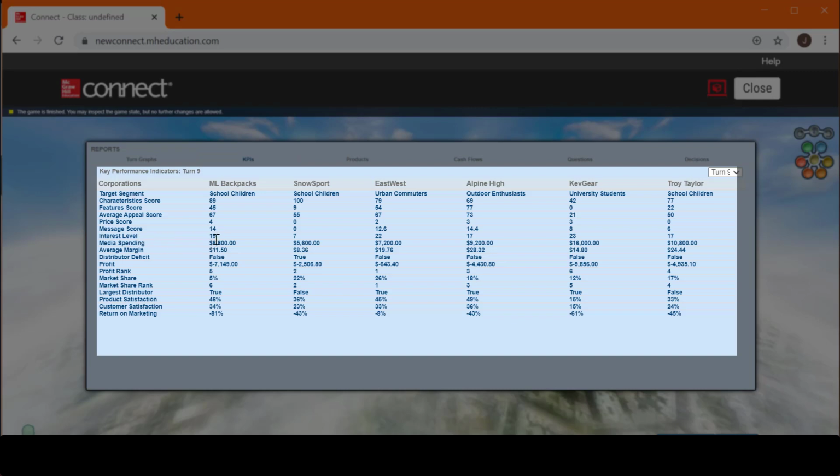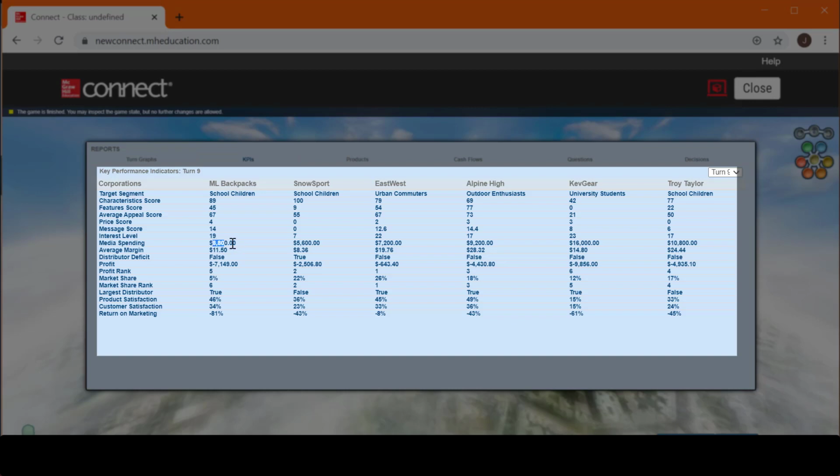And here's where interest level comes into play. I got a 19. Now the highest you can get on this is 100. So I have a long way to go on this. And interest level is gained by advertising a lot to your target market. You might be able to advertise a lot, but if you're not advertising to your target market, that interest level won't go up. You need to go into the promotion area and find those advertising media vehicles that will get your target market excited about your backpack.